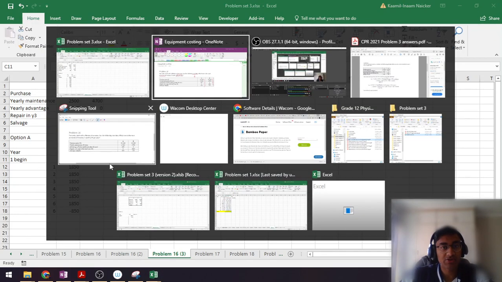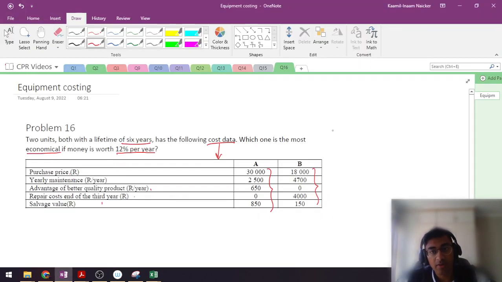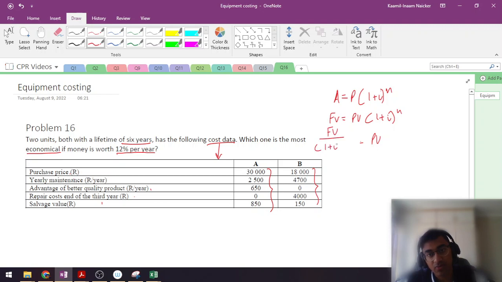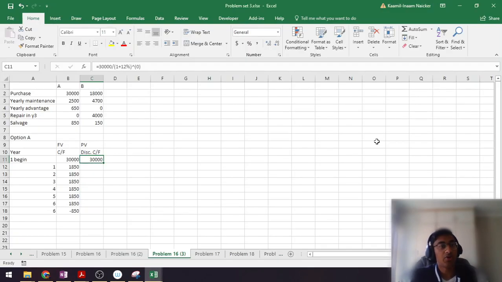So if you want to know where that equation came from, I have done it before, but remember, A equals P, 1 plus i to the power of n. So future value equals present value, 1 plus i to the power of n. So present value equals future value divided by 1 plus i to the power of n. Okay, so that's all I'm doing here. I'm taking the future value or the cash flow, dividing by the interest rate here, and then I should get the present value. Okay, so let's continue that for the rest of the cash flow payments.